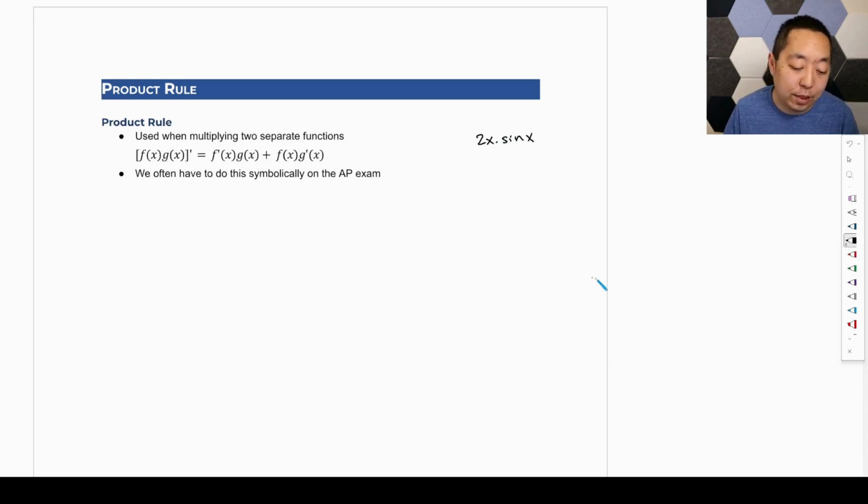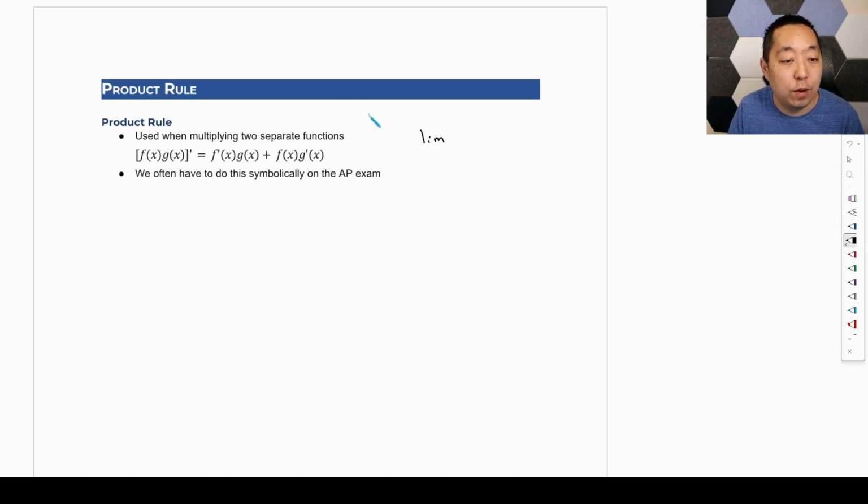Now, naturally, you might think, oh, I just do the derivative of this one times the derivative of that one. Unfortunately, that doesn't work. That's not how it actually operates. There's a more complicated rule, and the product rule is used for that. And we can use the limit definition to show you why this rule works.